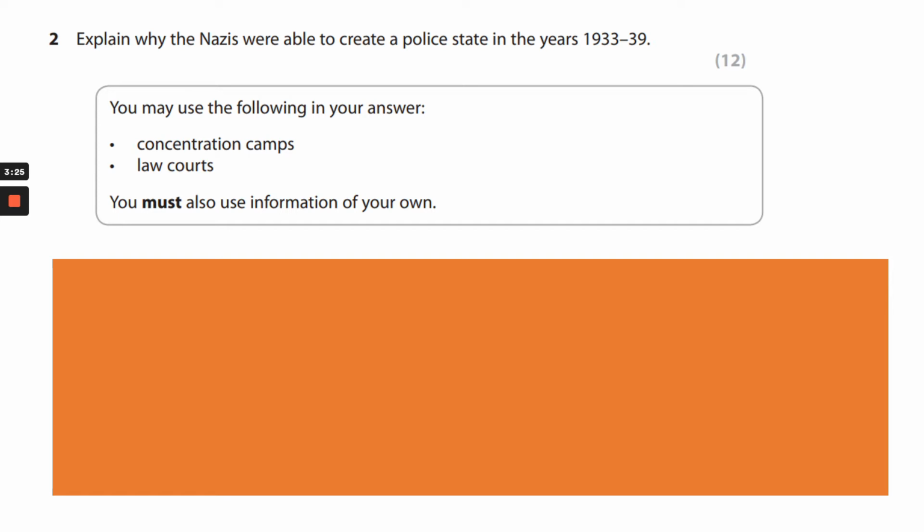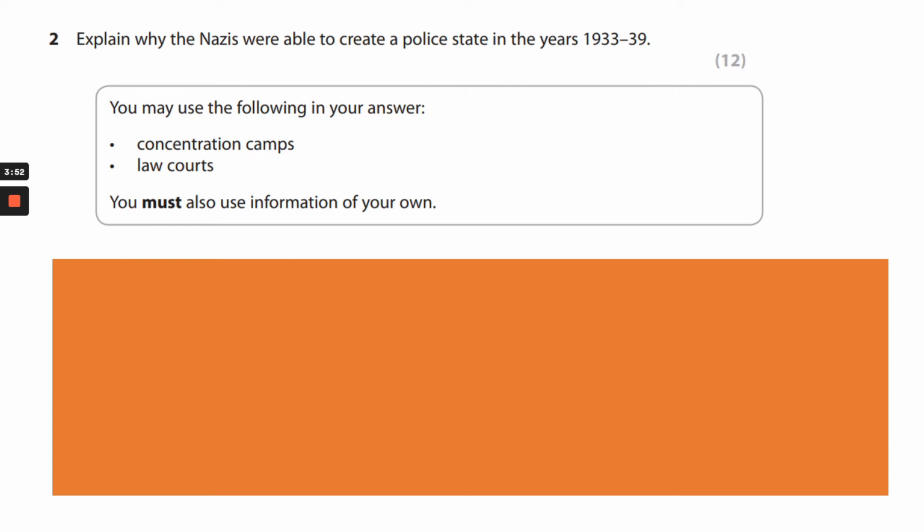Now, explain why the Nazis were able to create a police state in the years 1933 to 39. Now, this is so important in an exam that you're actually thinking about these words before you just start writing, even before you start bulleting out what you think might be answers. You've got to think about what the question is asking and what those key words in it are. So police state. So I've got to think about what police state is.